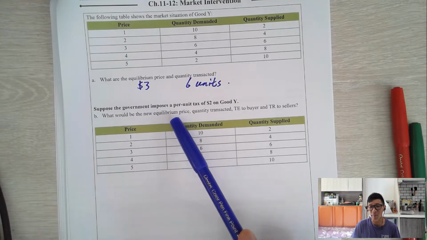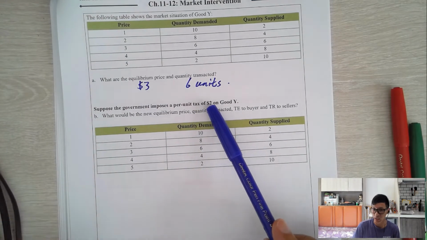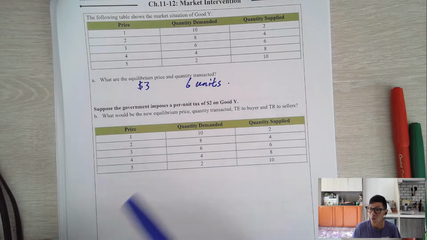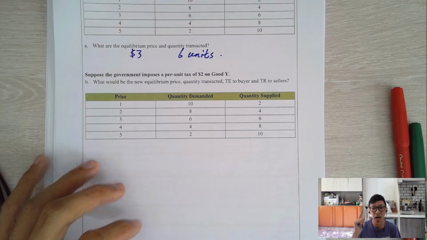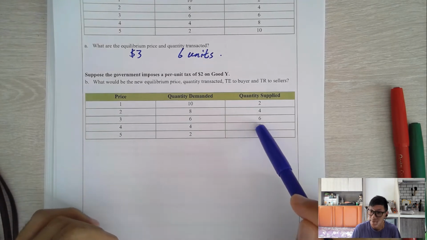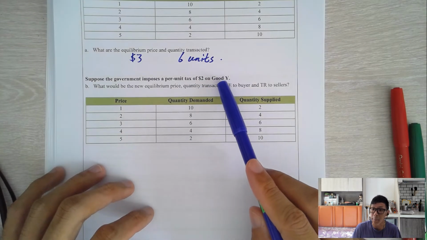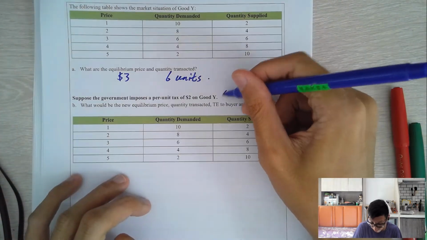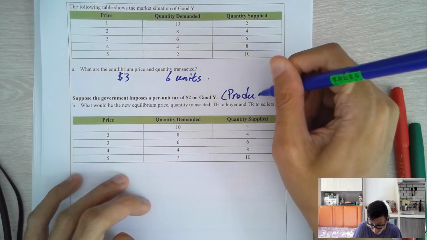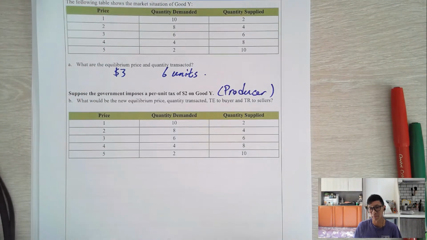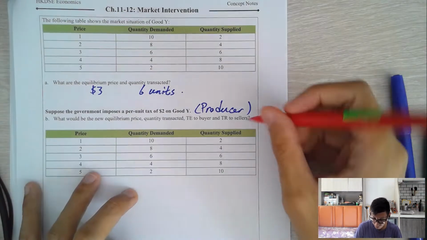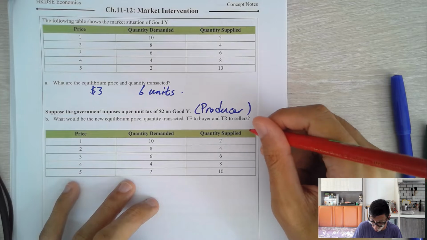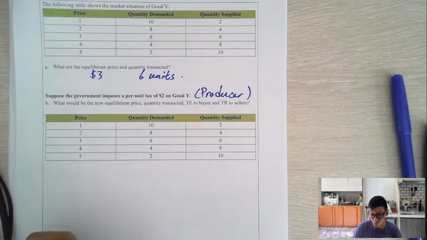Now suppose the government imposes a per unit tax of $2 on good Y. Remember, this is imposed on the producer. 記住啊，呢個係 producer 要食嘅。And also if you remember, the supply curve would also be the so-called MC curve, right?